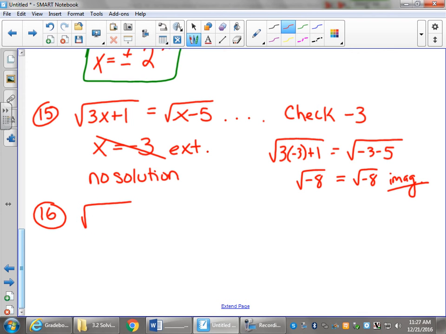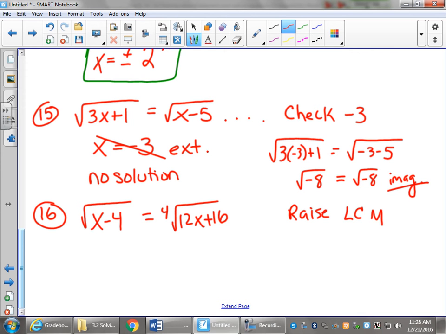The square root of x minus 4 equals the fourth root of 12x plus 16. Why am I choosing this one? They're different roots. When you have different roots, you are going to raise to the least common multiple. We have a square root, which is 2, and a fourth root, which is 4. So what's the least common multiple of 2 and 4?